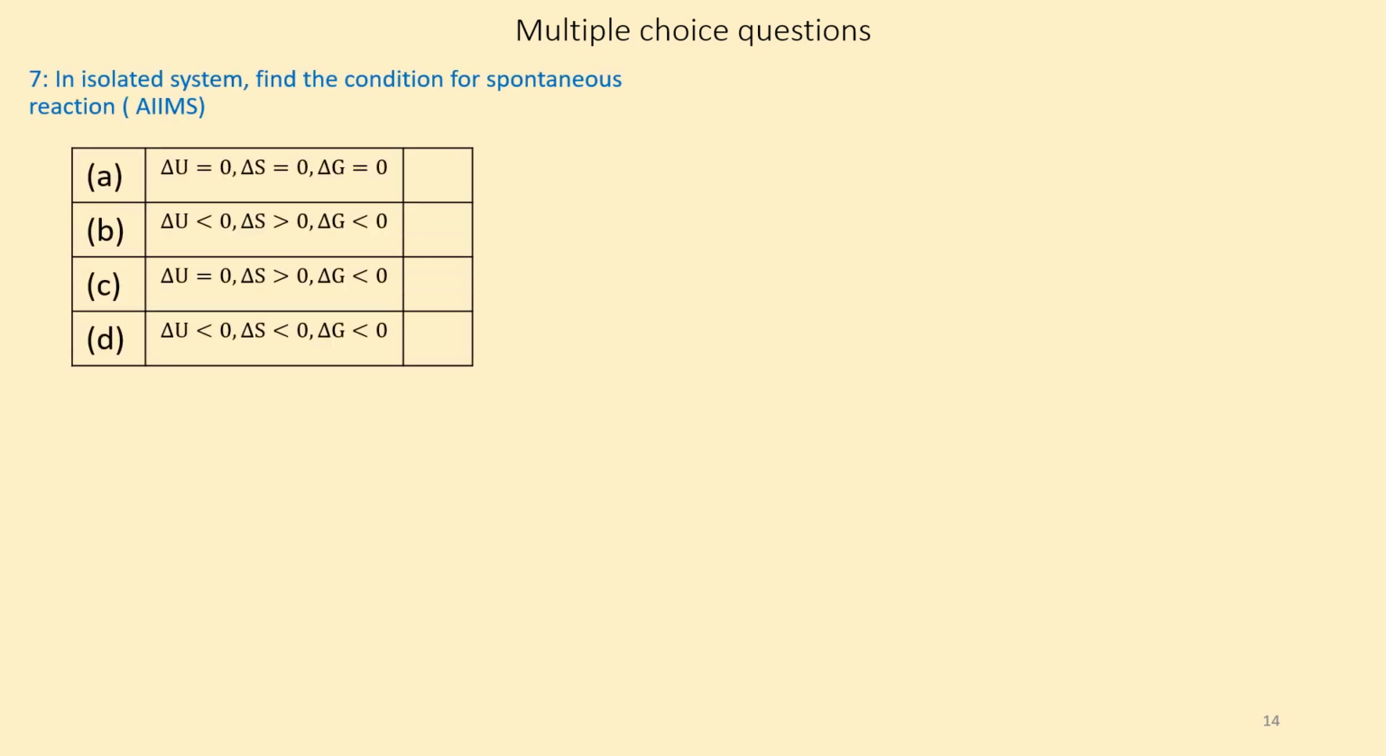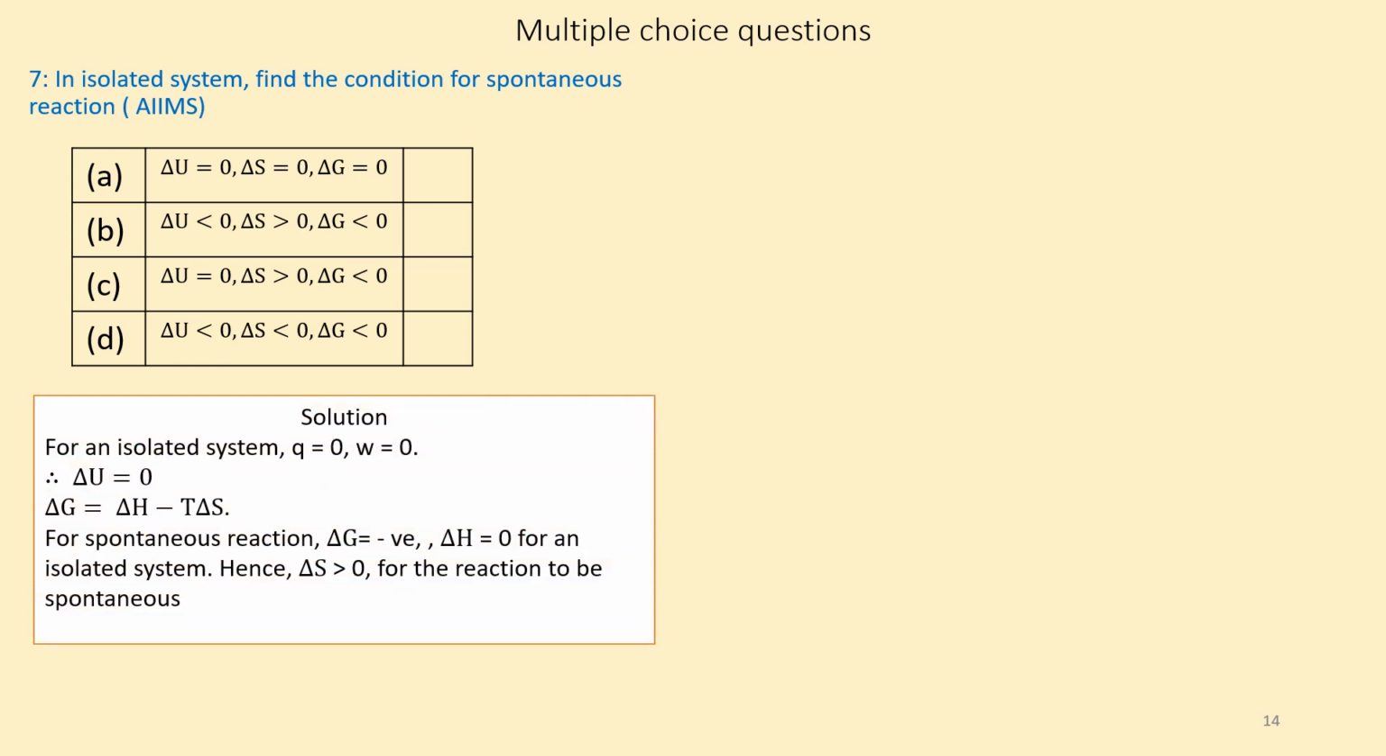In an isolated system, find the condition for a spontaneous reaction. This is a previous year's question of AIIMS. So 4 options are given. You read all the 4 options, pause the video and mark your answer. I will give the solution. For an isolated system, Q equals 0, W equals 0. Therefore, delta U is equal to 0. So this can be either option A or option C. For a spontaneous reaction, delta G is negative, that is less than 0. This is given in option C. So you please mark option C as the correct answer.